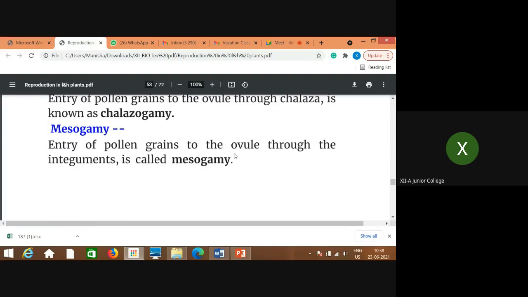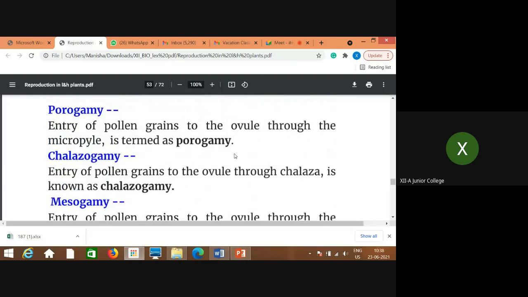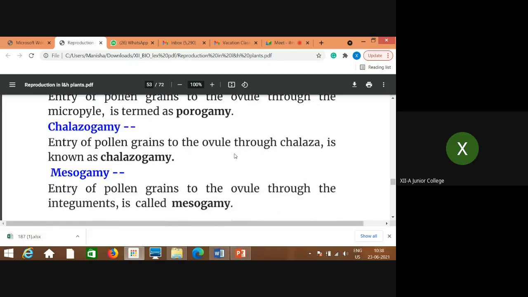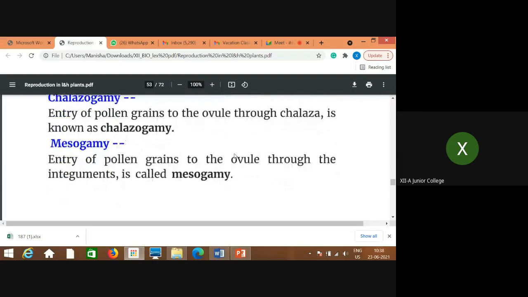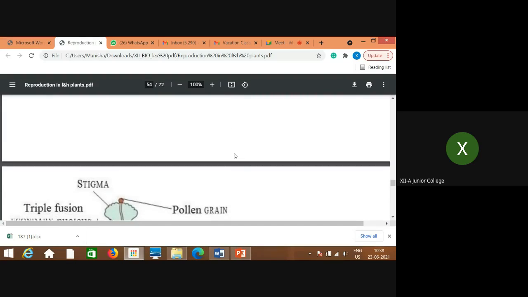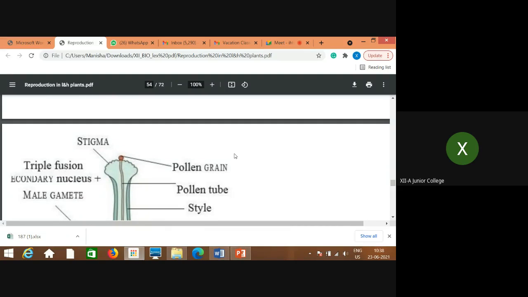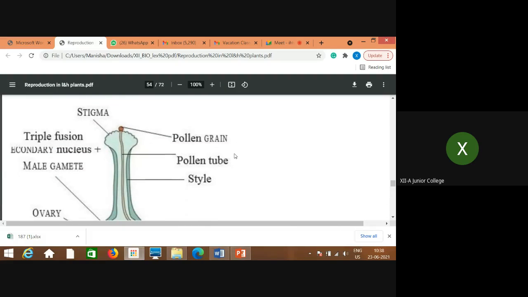So, entry of the pollen tube, actually it's not the pollen grain, it's the pollen tube which is carrying the male gametes. If the pollen tube enters the ovule through the integument, then it is called mesogamy. So these are the three ways of entry of the pollen tube. One is through the micropyle, called porogamy. The second is through the chalaza, called chalazogamy. The third way is through the integuments, called mesogamy.